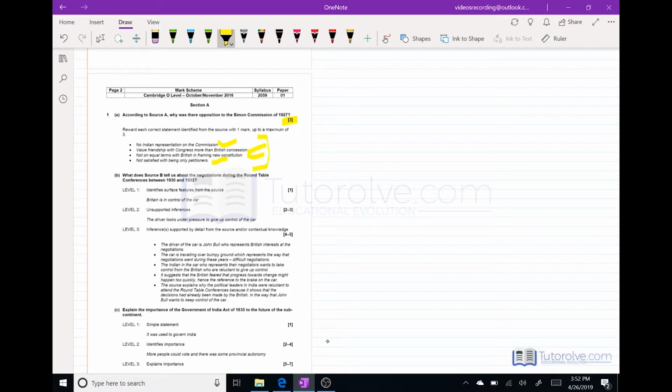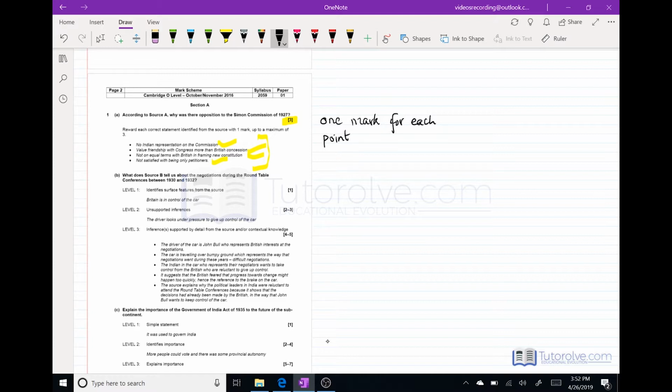So these are 4 points, and if any one of these is written, you will get a point for that. So there will be 1 mark for each point.